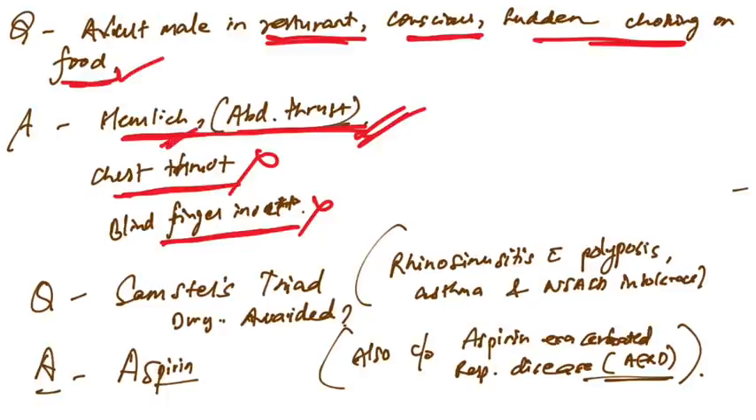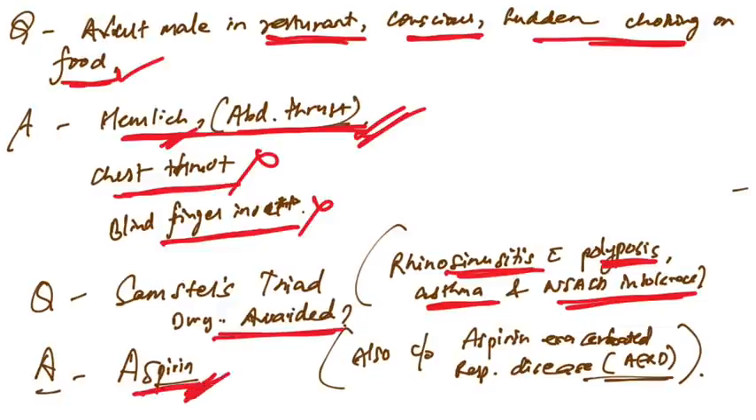Now, Samter's triad was given, in which rhinosinusitis with polyposis and asthma with NSAID intolerance were given. Which drug needs to be avoided? So aspirin is avoided in Samter's triad, because it is also known as aspirin exacerbated respiratory disease, AERD. This is very important, and you need to remember this for further exams also.